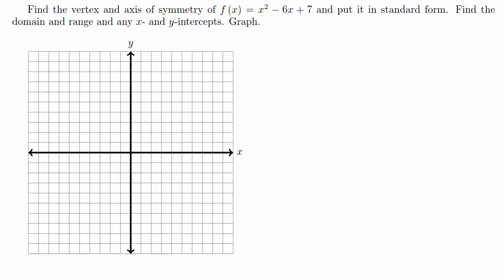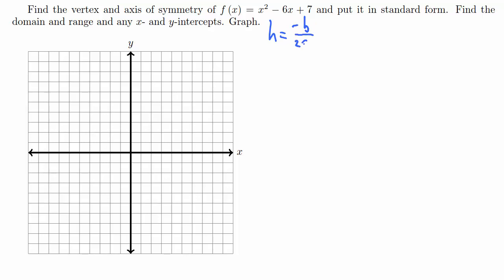Hello. In this example, we're going to find the vertex and axis of symmetry of f of x equals x squared minus 6x plus 7 and put it in standard form. Then we're going to find the domain and range and any x and y intercepts, and then we're going to graph it.